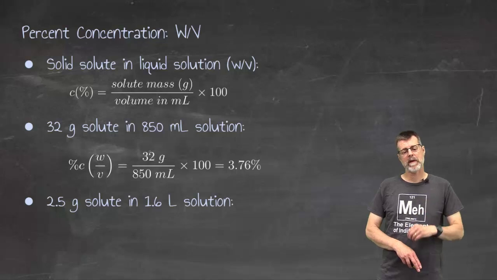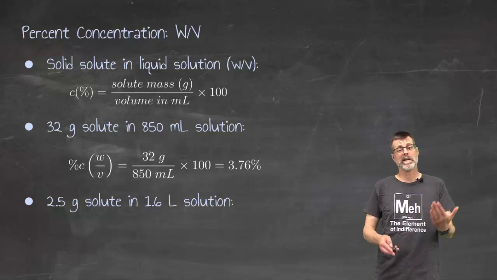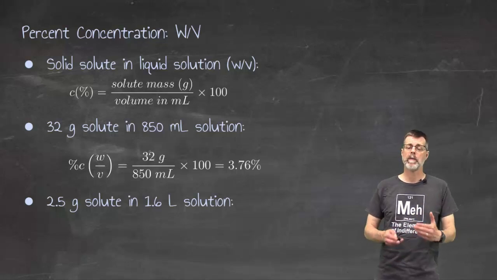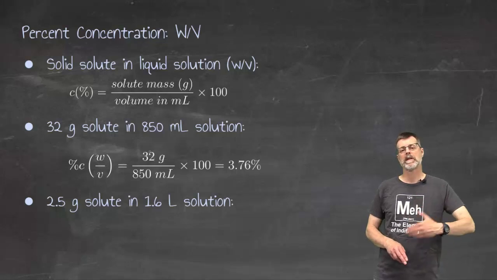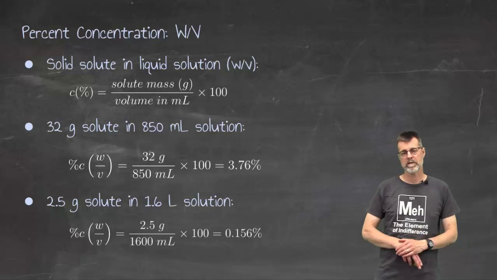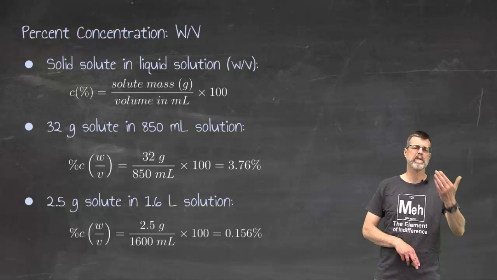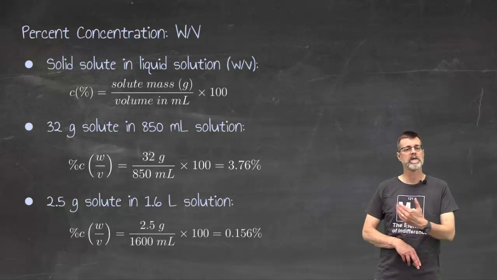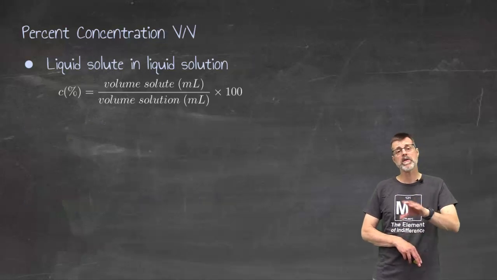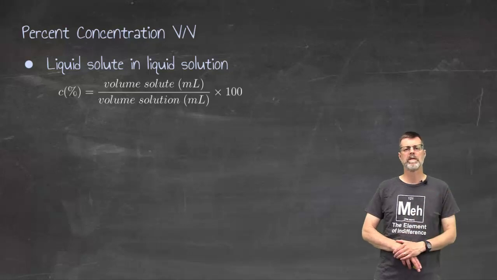If I had 2.5 grams and 1.6 liters of solution, it's going to be almost exactly the same idea anyway, but now I have to remember to turn my total volume into milliliters, because percent is the mass in 100 milliliters. So I would convert the volume into milliliters, multiply by 1,000, then it's going to be mass divided by total volume in milliliters times 100 to get the percent of 0.156. Too easy.